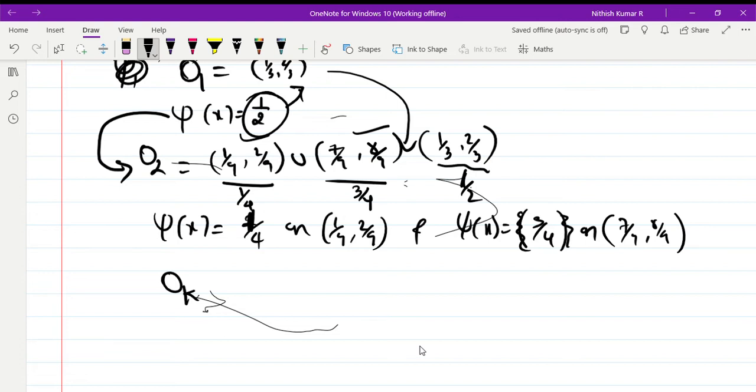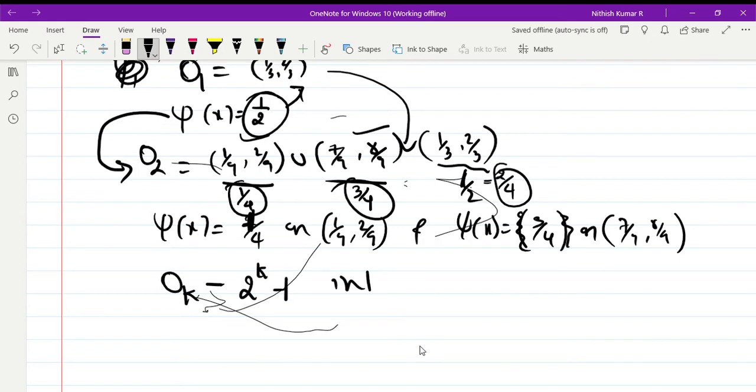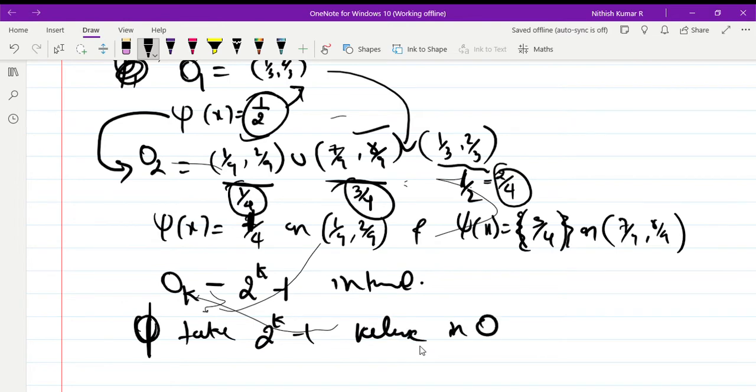Now this 1 by 4, 1 by 2 can also be written as 2 by 4. Now if you observe this, this is 1 by 4, 2 by 4, and this is 3 by 4. So we define, since O_k is the union of 2 to the power k minus 1 intervals, phi takes 2 to the power k minus 1 values in O_k.